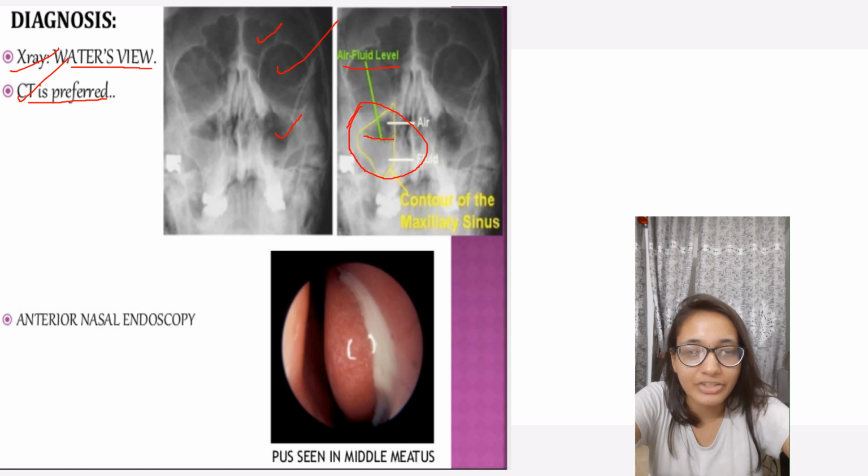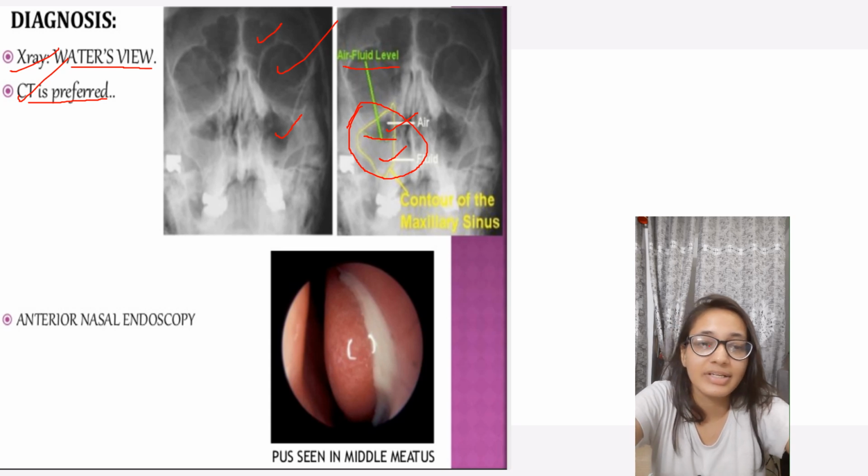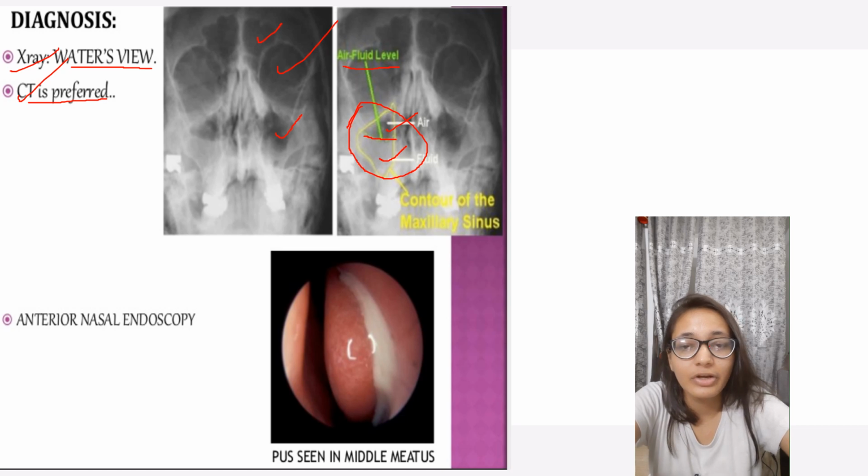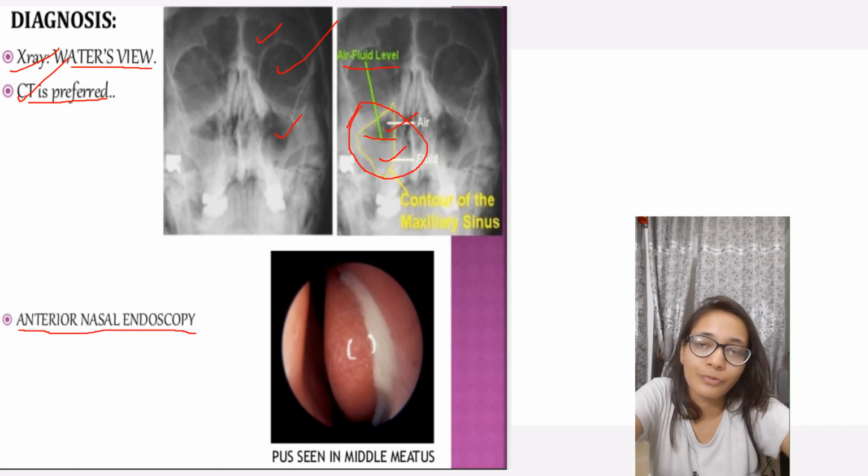For example, in your left maxillary sinus, you can see a clear demarcation, that is, the upper triangular area is a little bit blackish in color, and below it there is haziness. So that means there is acute maxillary sinusitis. And if you want, you can clear your investigation further by going for an anterior nasal endoscopy, in which you can see a congested nasal mucosa.